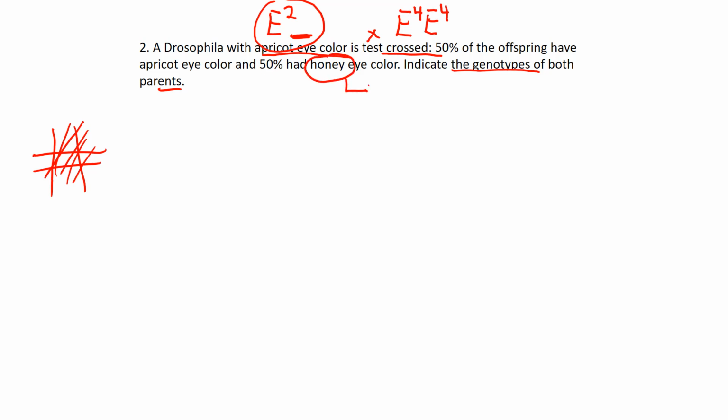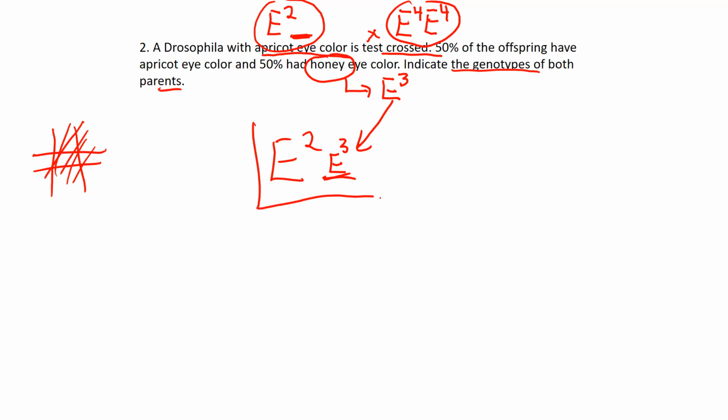And we know that the only way to get honey offspring is if there is an E3 kicking around somewhere in one of these parents. One of the parents must have contributed this E3. Now, it couldn't have been the test cross, couldn't have been the white, because they can only donate an E4 to any of the offspring. So we now know, by a matter of deduction, that this unknown apricot, the E2, must have also been carrying an E3 allele for there to be any honey. And that's how we solve this question.